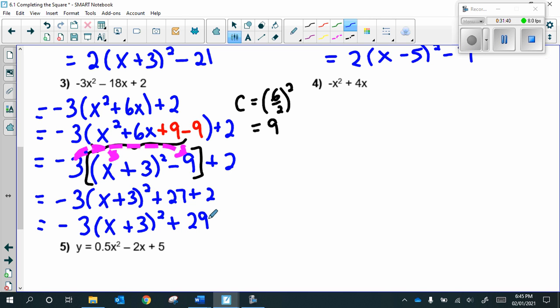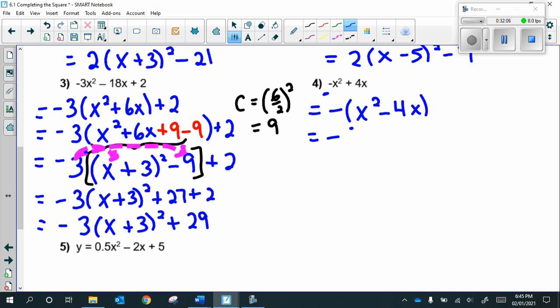Our next one only has 2 terms, so this one looks a tiny bit different than what we're used to. The only thing out front is a negative, so all we have to do is common factor a negative out. So if I divide negative x squared by negative 1, I'm going to get positive x squared. And if you divide 4x by negative 1, we get minus 4x. And we don't have a third term, so that's all we're going to do for that one.